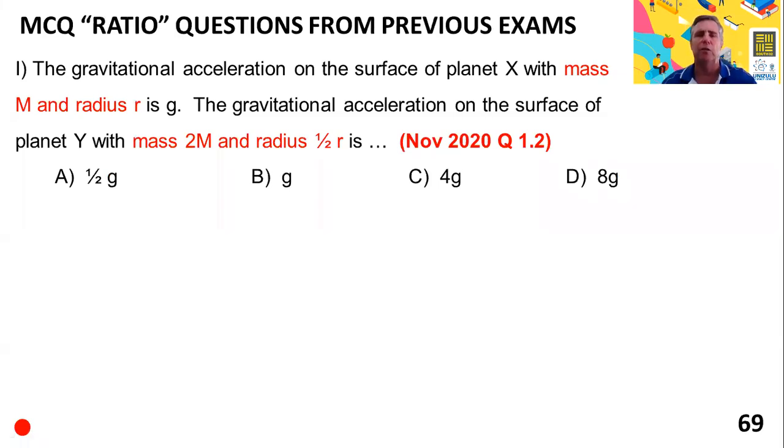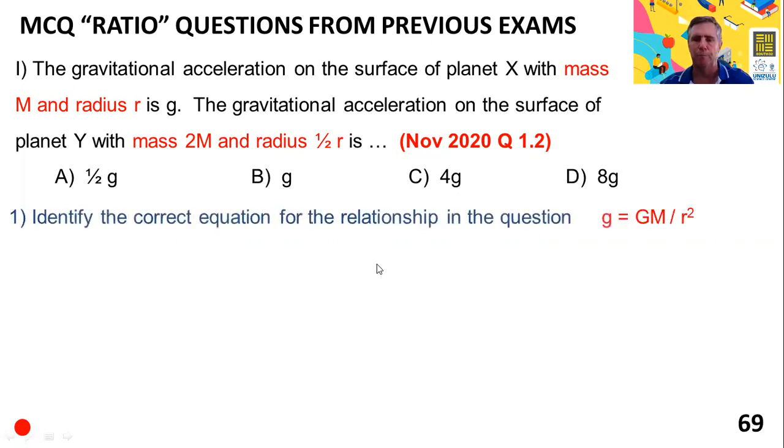Question I at the bottom of page 69. Gravitational acceleration on the surface of planet X with mass m and radius r is g. Gravitational acceleration on the surface of planet Y, which has double the mass and half the radius, is... Now, we should expect this to be higher because the mass of the planet is bigger, which will increase it, and the radius is smaller, which will also increase it as they are inversely proportional. This one's a bit tricky, so we'll go through our 4-step method from page 66.